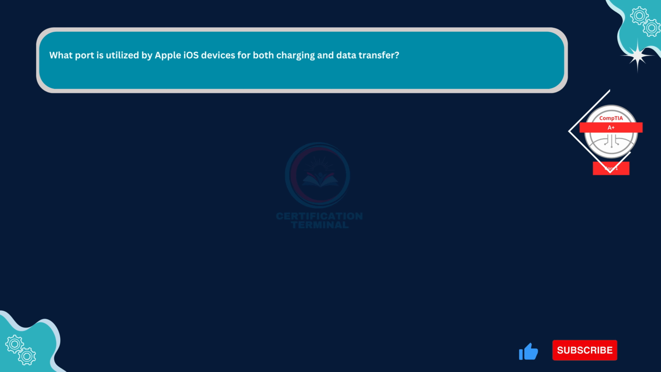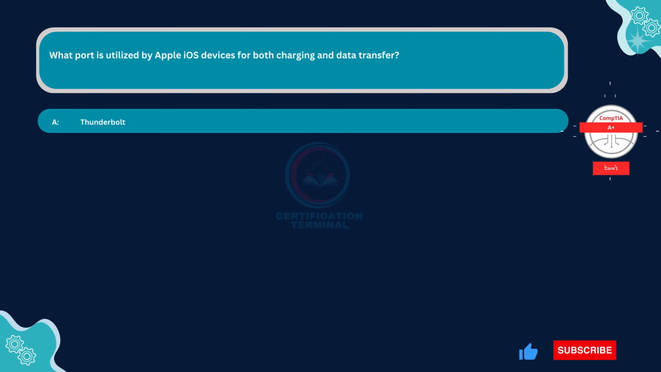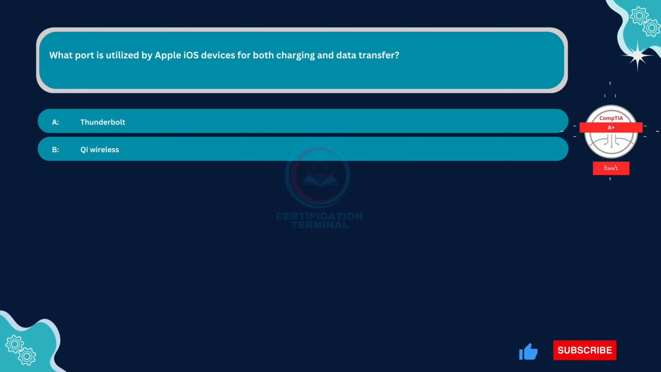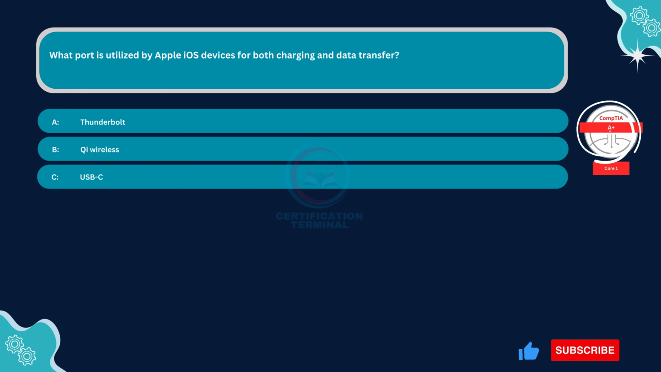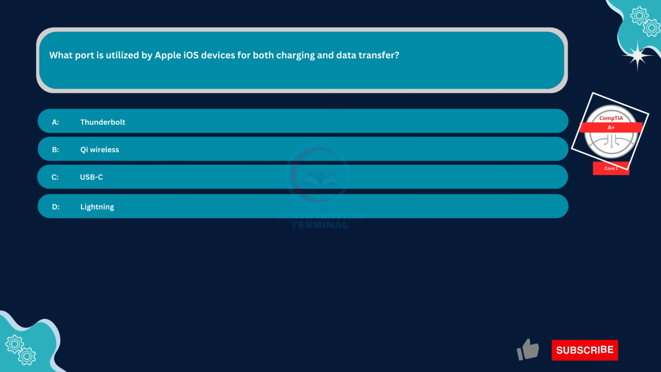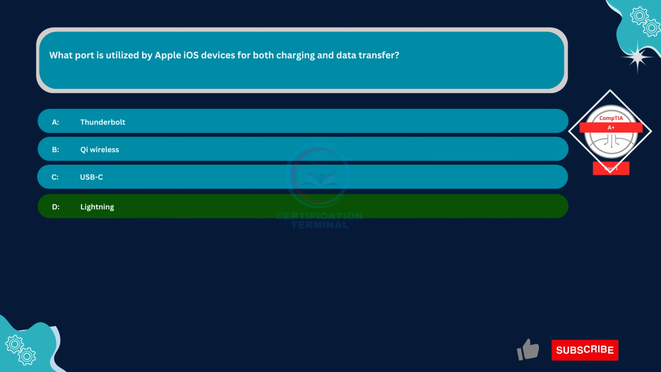What port is utilized by Apple iOS devices for both charging and data transfer? Option A, Thunderbolt. Option B, Qi Wireless. Option C, USB-C. Option D, Lightning. The correct answer is Option D, Lightning.